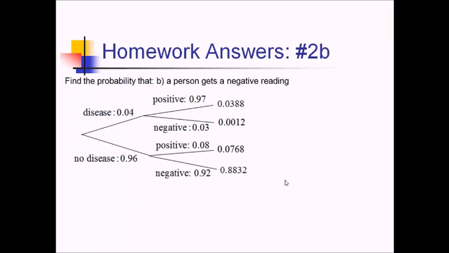For part B, we want the probability that a person gets a negative reading. So we're going to add up the leaves on these 2 negative branches here. So 0.00112 plus 0.8832. And I can do this without a calculator. This is going to be 0.8844, I hope. Yep, we got it.